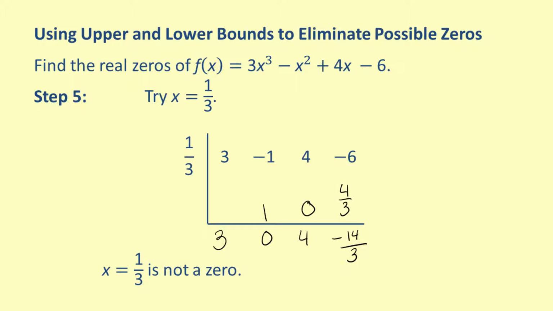Since 1/3 is not a 0, it is not possible to have 3 positive zeros with an upper bound of 2. Therefore, f of x has only one real root, which we found to be x equals 1.